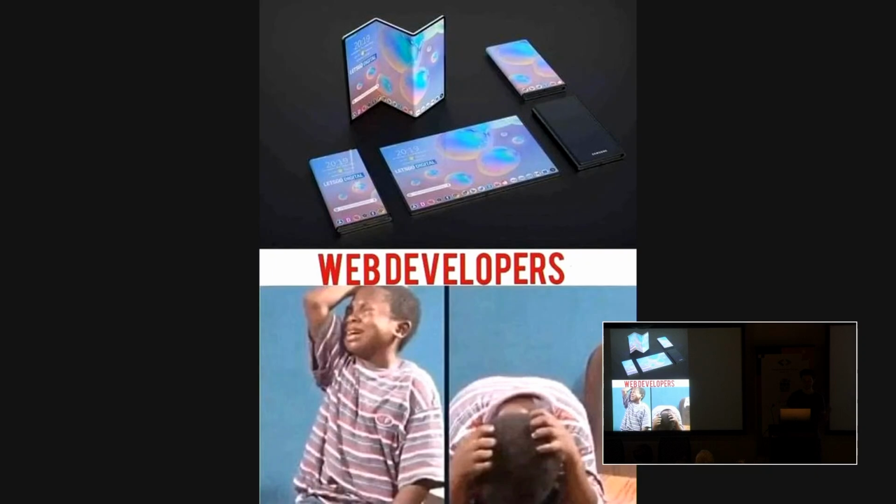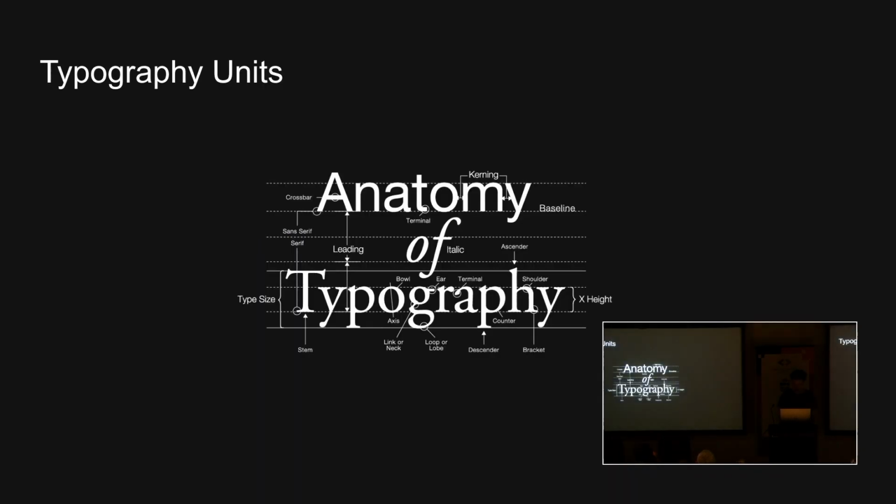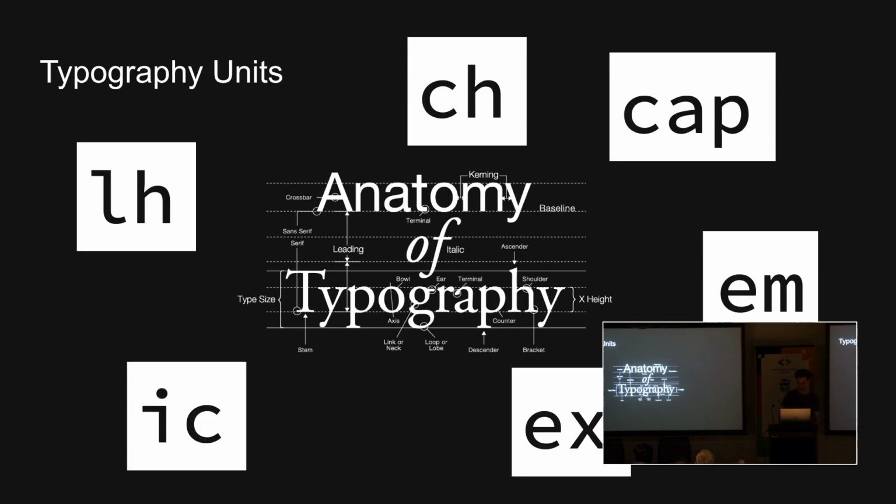This is why we have pixel scaling. We have all these different devices that we have to cater to. Moving on from pixel, we have typography units. So what happens if you want to scale something with the size of text?